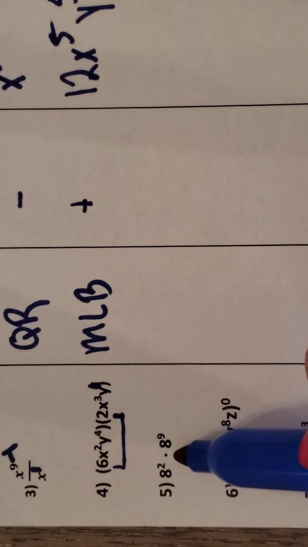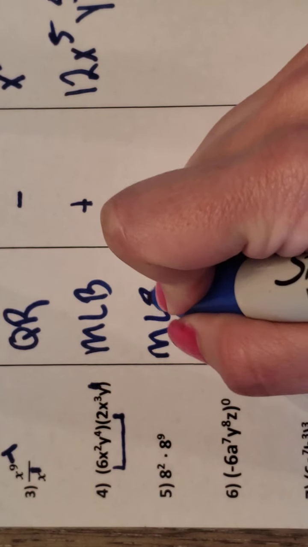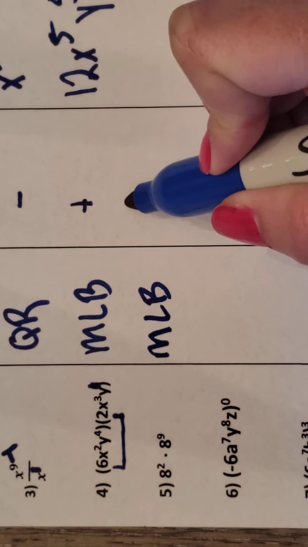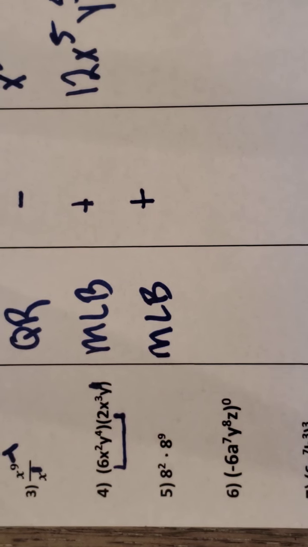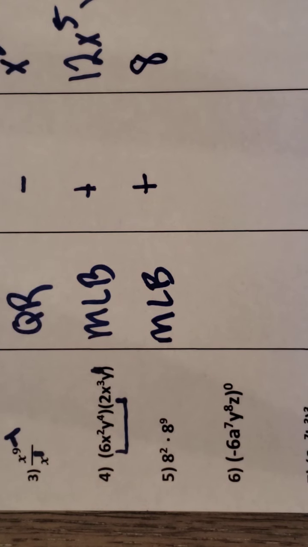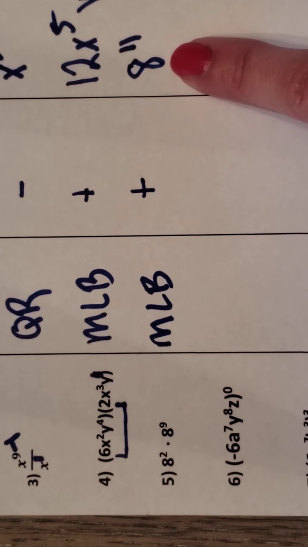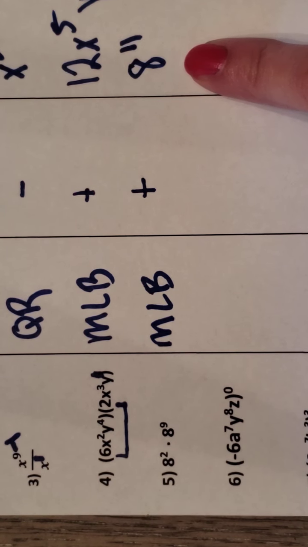So now number 5, we have a dot. So automatically, since there's no parentheses, it cannot be P2P. So look at your cheat sheet. You should know your dot is MLB. What do we do to our exponents? We add them. Keep your base. So your base is going to stay 8. And add your exponents. 2 plus 9 is 11. There are some people that will do 8 times 8 and put a 64 here. Don't do that. Keep your base the same.